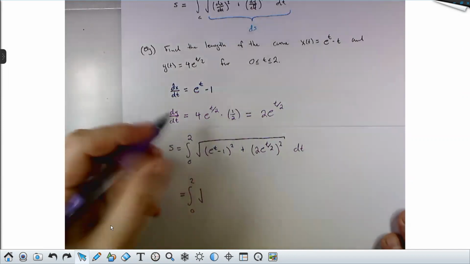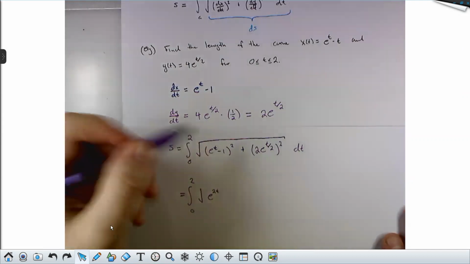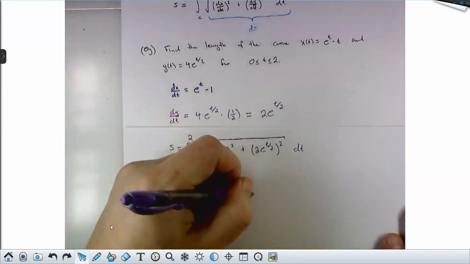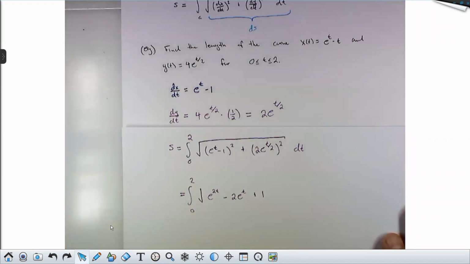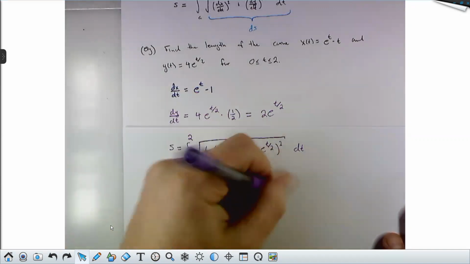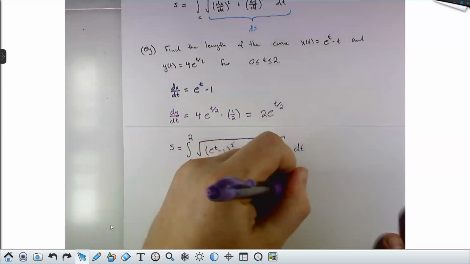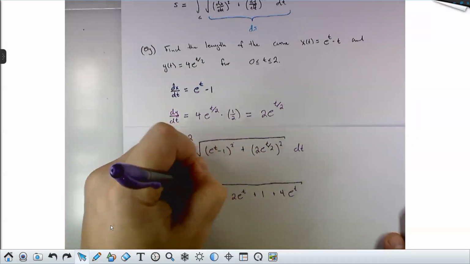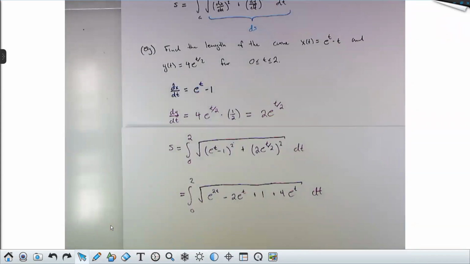When you FOIL out e to the t minus 1, you get e to the t times e to the t, which is e to the 2t, minus 2 copies of e to the t. And then -1 times -1 is +1. When I square 2e to the t over 2, I'm going to get 2 squared, which is 4, times e to the 2t over 2, which is just e to the t. So that's going to be 4e to the t. All of this is under my square root, and we still have our dt at the end.